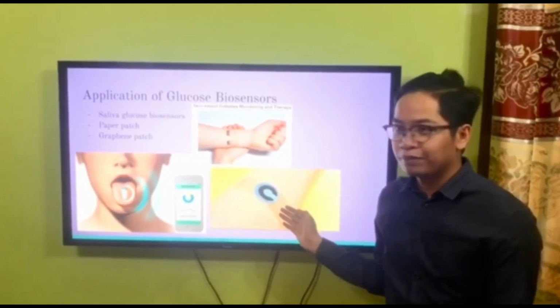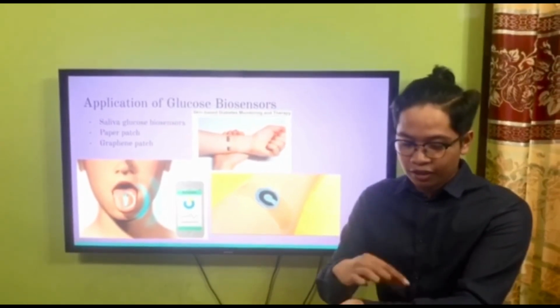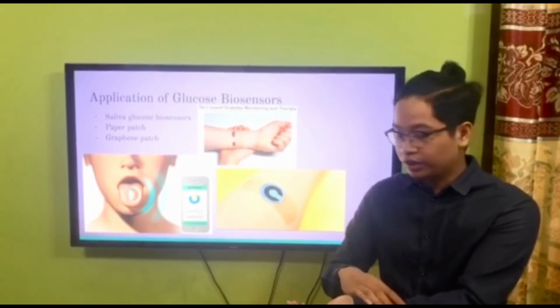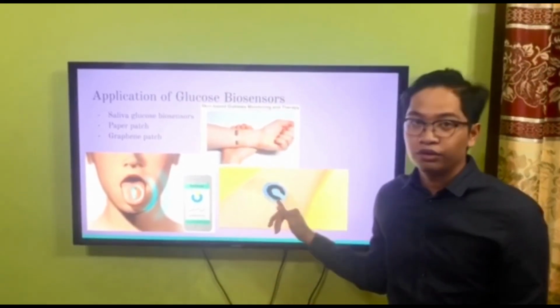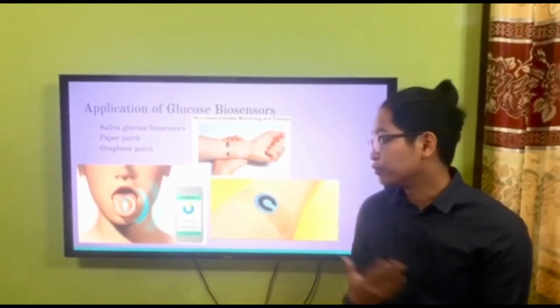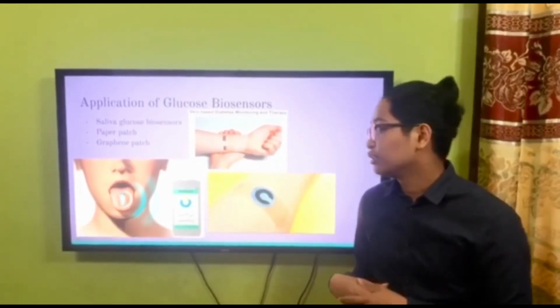Next is the paper patch. The paper patch is like a plaster that we put on our arms or legs or something like that. So we can use a computer to monitor and know the glucose percentage in our body.